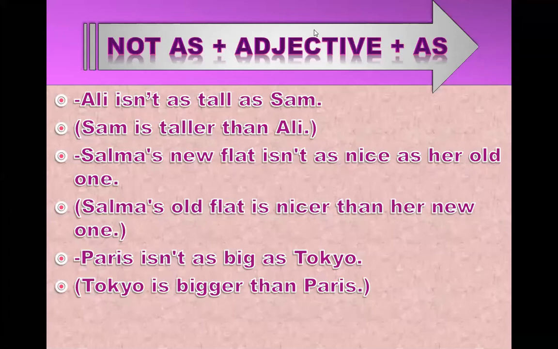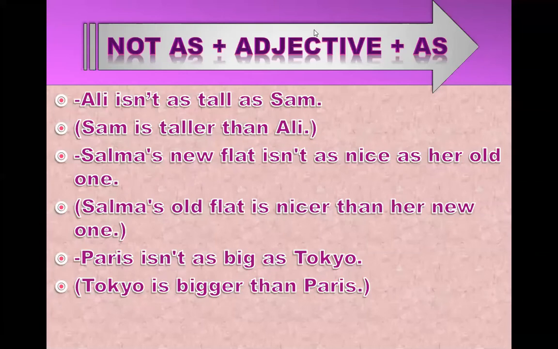When I say that Salma isn't as short as Mona, who is shorter? Salma isn't as short as Mona. So Mona is the shorter. The last one is the shorter. Okay, Farida, did you understand? Yes, I understand it. Okay.